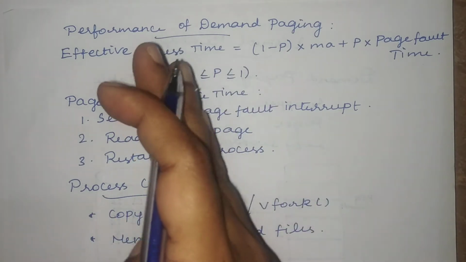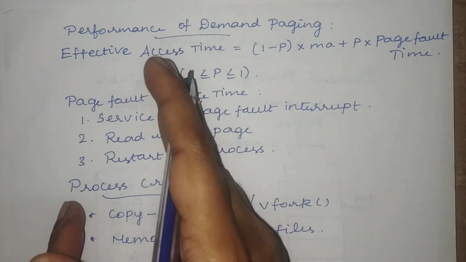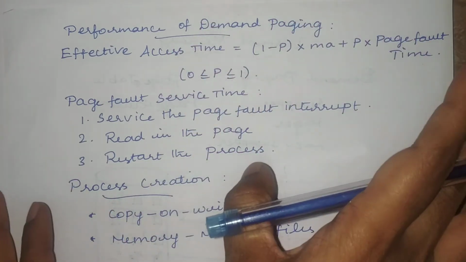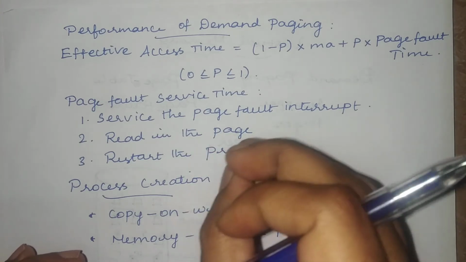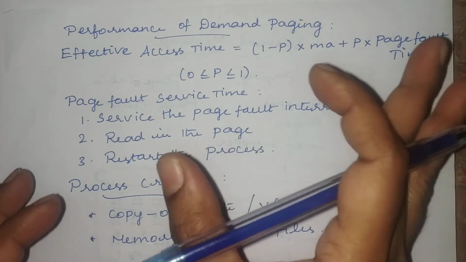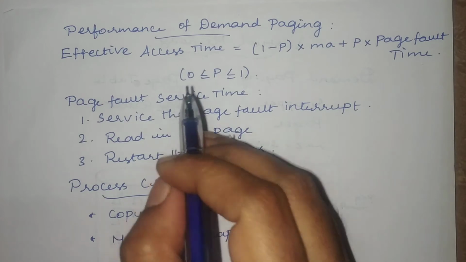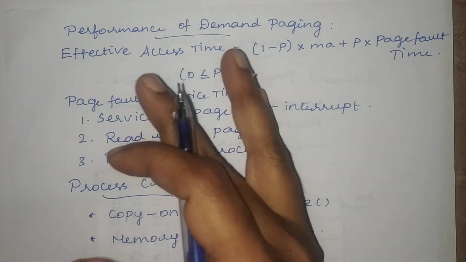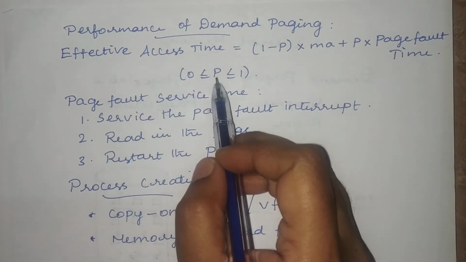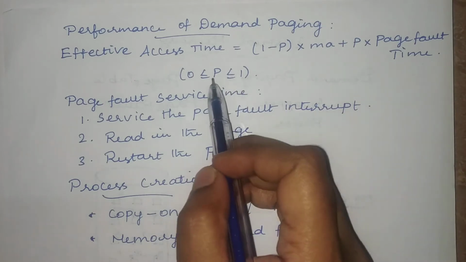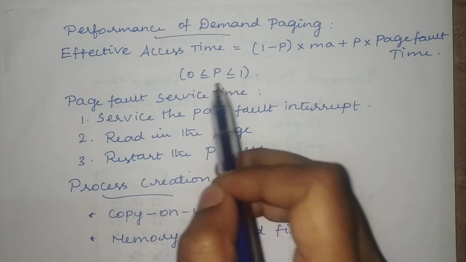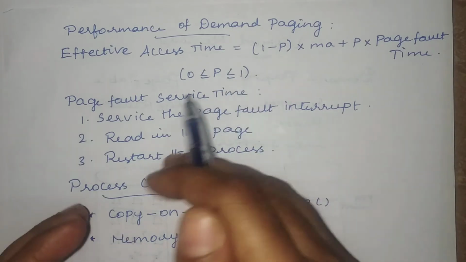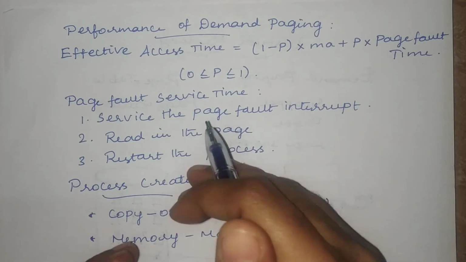Page fault means whenever a page is needed by the CPU, if that page is not available in physical memory, that is nothing but a page fault. And in order to measure the page fault rate, we represent it in probability terms. So here P is the probability of page fault occurrence, and the P value should be in the range of 0 to 1. That is, 0 ≤ P ≤ 1.